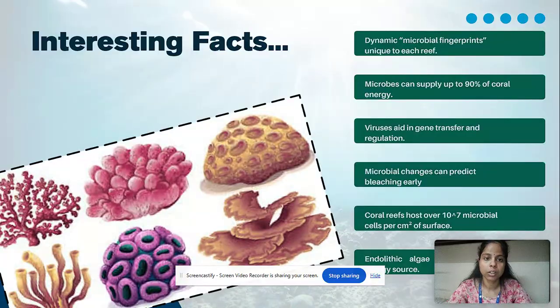So there are some interesting facts about the coral microbe association which I could find. The microbiome of each reef is unique. So to identify a particular reef or a particular species of coral, we can use the microbiome as a microbial fingerprint. Then, microbes can supply up to 90% of the coral's energy. The holobiont's viruses aid in gene transfer and regulation. Then, microbial changes can predict bleaching early, as we saw in the previous slides.